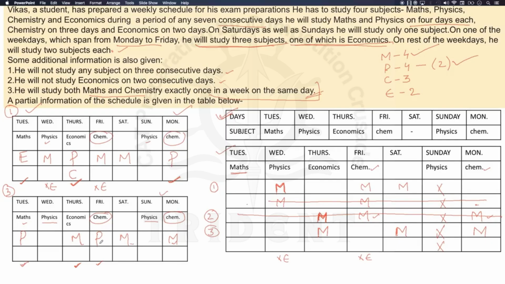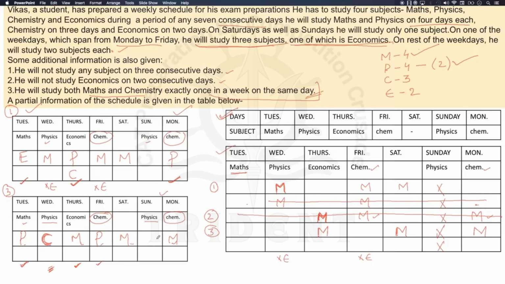So let me see. 2 physics have been fixed, all maths have been fixed, 1 chemistry and 1 economics has to be done with. Okay, so let's see the possible combination for chemistry. Chemistry cannot come over here, chemistry can come over here. Okay, and can chemistry come over here? No, it's already fixed. No. Can chemistry come over here? No. So the only possible combination for chemistry is this, to be on Wednesday. So this is chemistry.